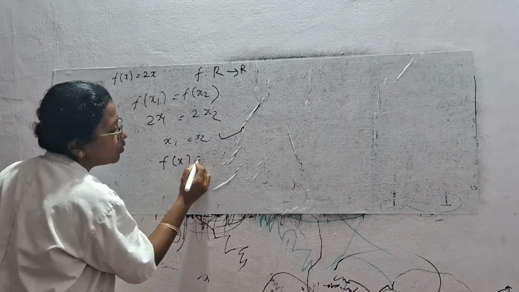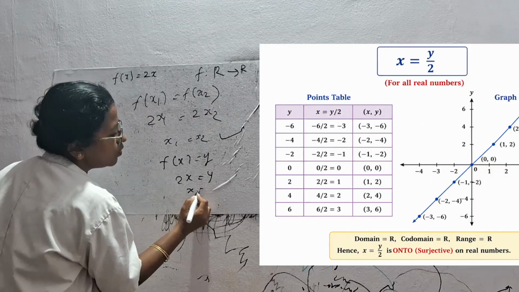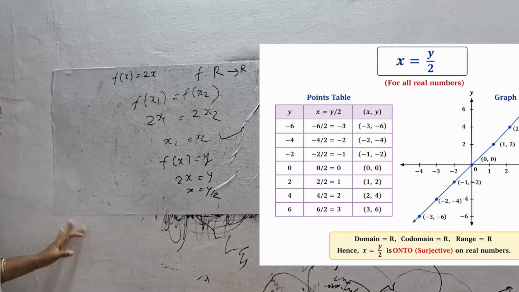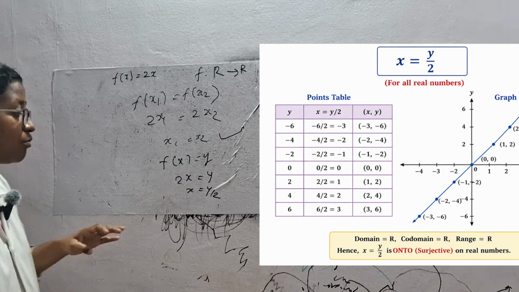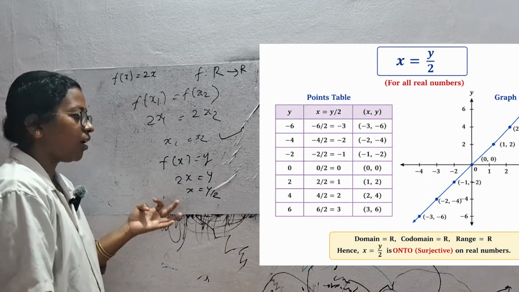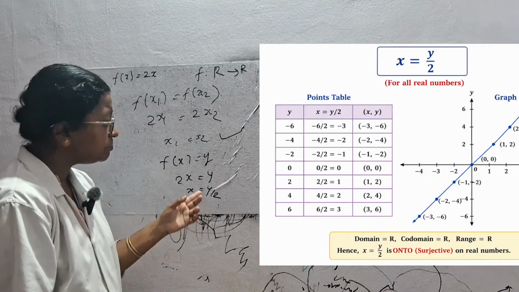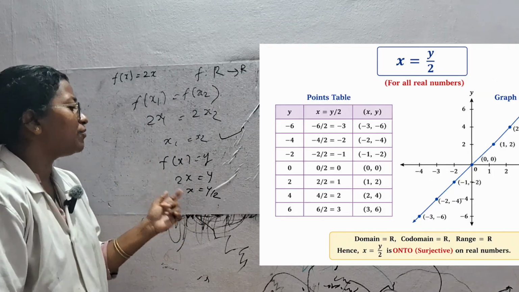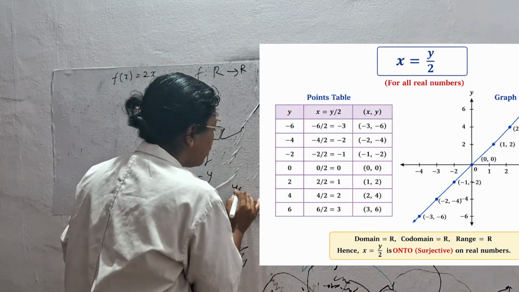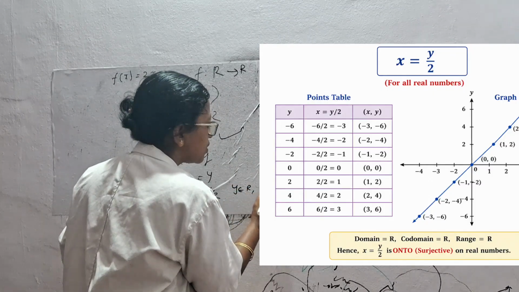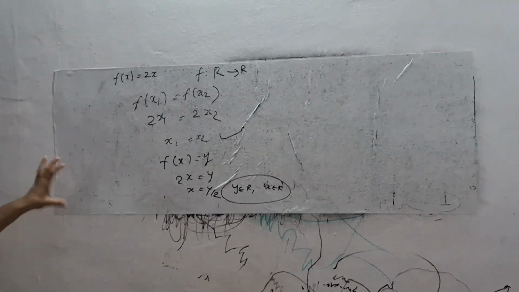f of x is equal to y. f of x is equal to 2x, so y equals 2x, and x is equal to y by 2. If I put y as real numbers, real numbers means I can put negative numbers, everything. If I put y is equal to minus 1, x also gets a negative number, which is in the real numbers. If I put y as 4, it is also a real number. So for every y belonging to R, x also belongs to R. This condition is satisfied, so it is onto.